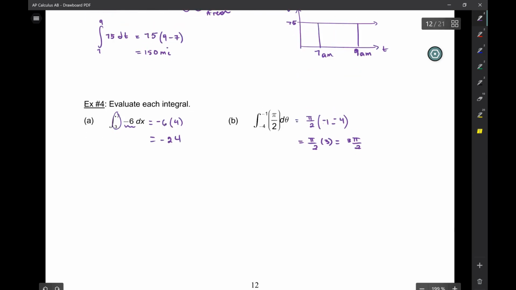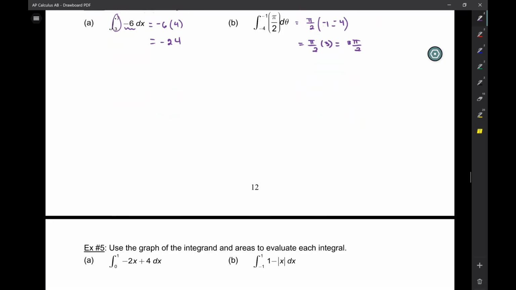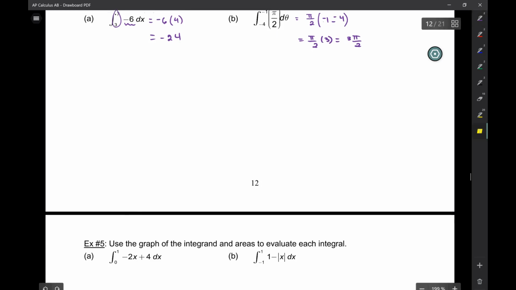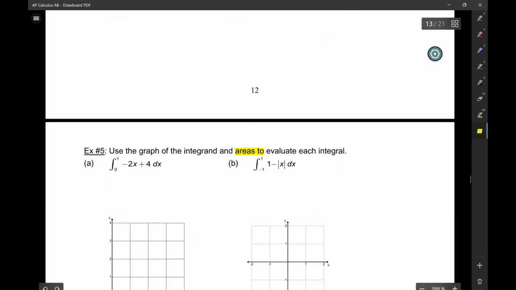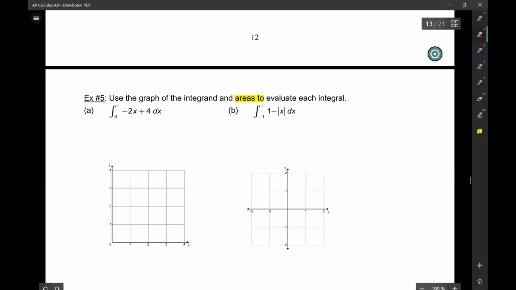Next, we've got some basic shapes. And if it says use the graph of the integrand and areas to evaluate each integral, I want to see geometric area formulas. Geometric area formulas.